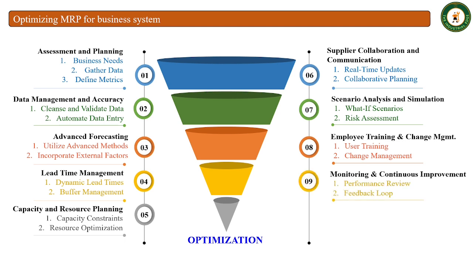Now, ninth step in optimization, regular monitoring and continuous improvement. In regular monitoring and continuous improvement, the first is performance review. Regularly review the performance of your optimized MRP system against established KPIs. Analyze reports, identify areas for improvement, and track progress over time. Second, feedback loop. Create a feedback loop that allows users to provide input on system performance and suggest enhancements for further optimization. And the last step in the optimization, integration with other systems.